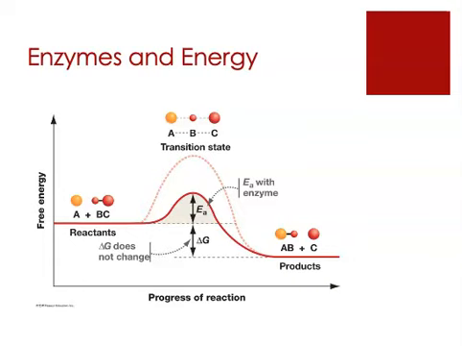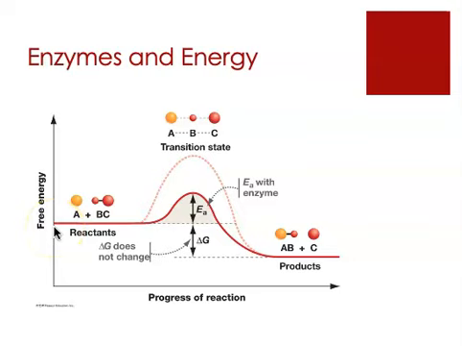I want you to think about free energy as being the energy that is available to a cell to do work, to get things done. This graph represents a reaction that involves a molecule called A and a molecule called BC. And you can see there's a covalent bond holding B and C together. Those are our substrates or our reactants.